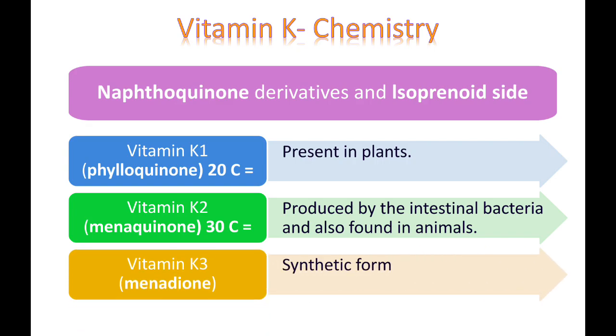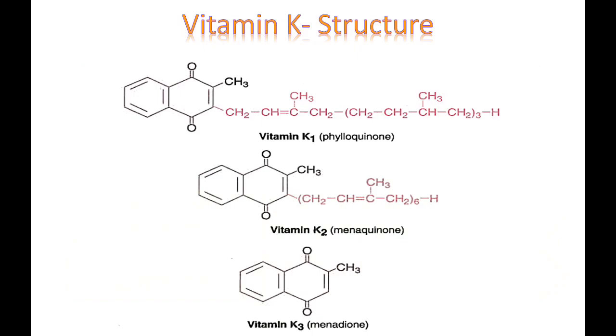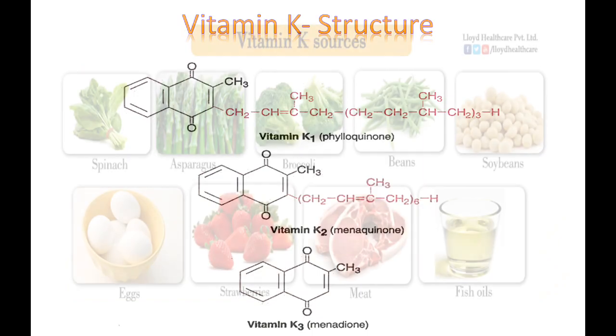So vitamin K3 is menadione, which is a synthetic form of vitamin K, which is used as a prophylaxis to the infants. We will give menadione injection, vitamin K3, to the premature inborn babies. This is the structure of vitamin K1, K2, K3, that is phylloquinone, menaquinone, and menadione. Vitamin K2 and K1 contain isoprenoid side chains, which is shown in red color with 20 and 30 carbons.